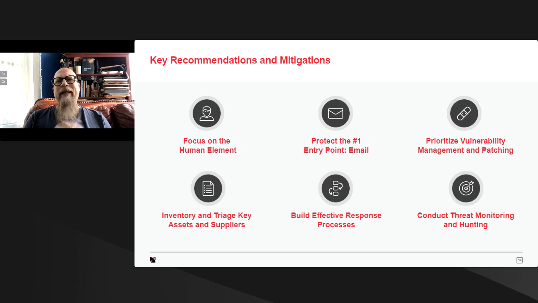Next one, protect the entry point, email. Phishing is the #1 way to get in. That's how they target that human element to the left. So make sure that your email is protected. Make sure that your security awareness training addresses phishing and spear phishing attacks directly. And make sure that you have anti-malware protection or an email gateway in place at the mail server. That way you can filter out potentially malicious emails before they even get to the inbox of the potential target. So email gateways are essential.